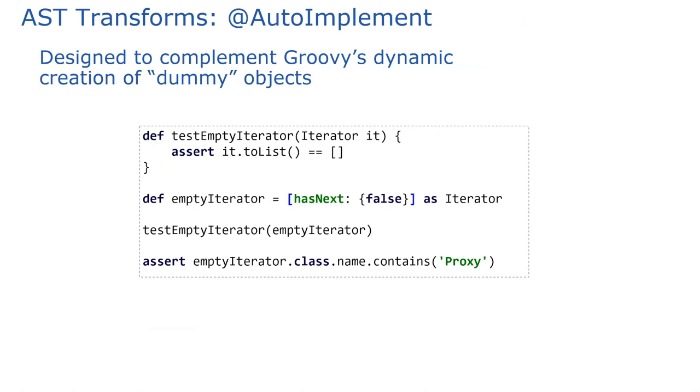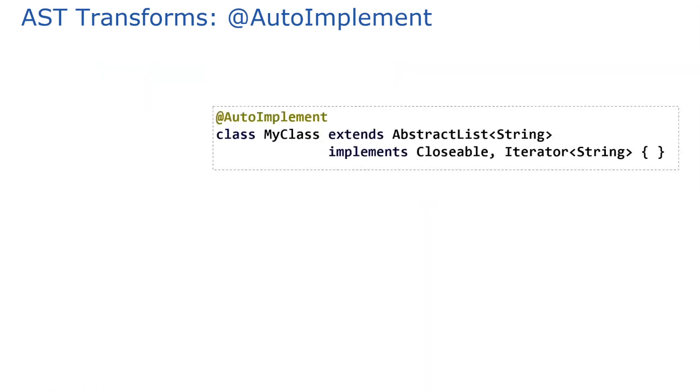There's an auto implement. Groovy's had very powerful ways to create dummy objects for tests. So you could, for instance, create a map which has a closure returning false as the value associated with the key hasNext. And just by going as iterator, that becomes a dummy iterator object that I could put into a test class to find out what happens if I'm ever given an empty iterator. How is my code going to behave? That's a very dynamic way of building a dummy object without having to write a whole class. You can now do that with an auto implement.